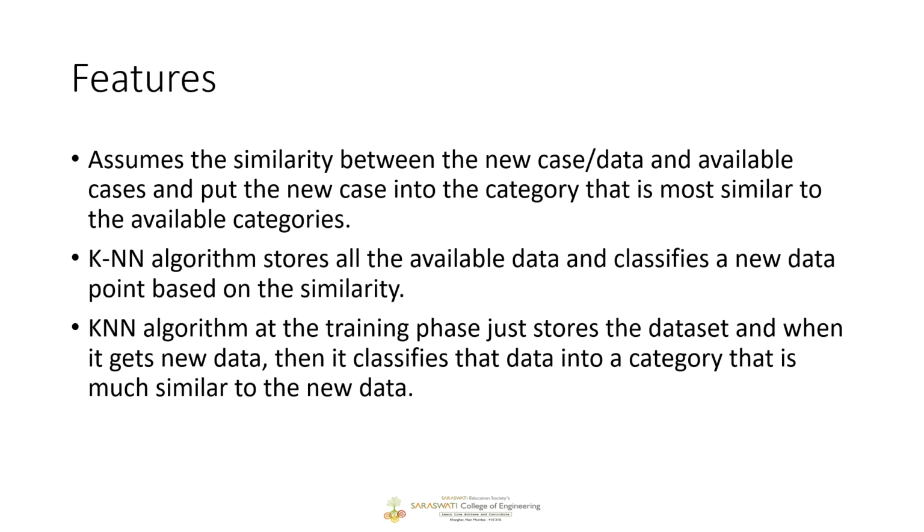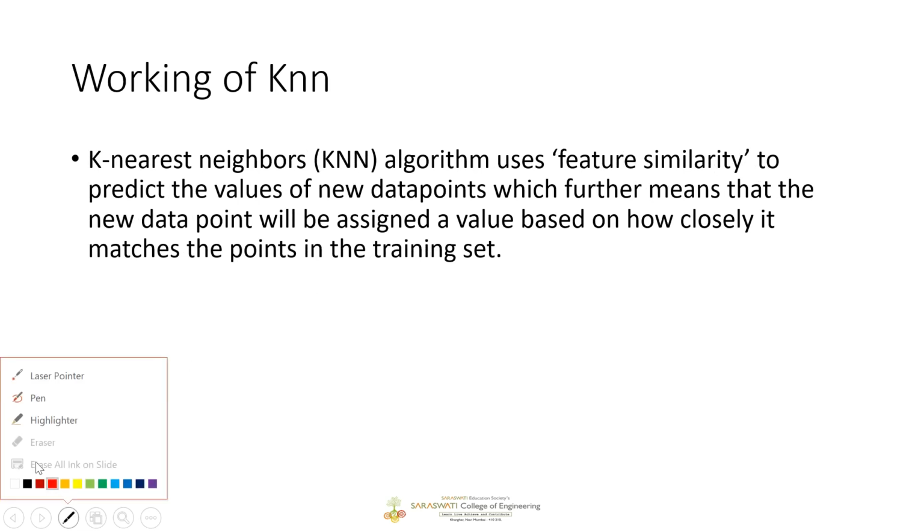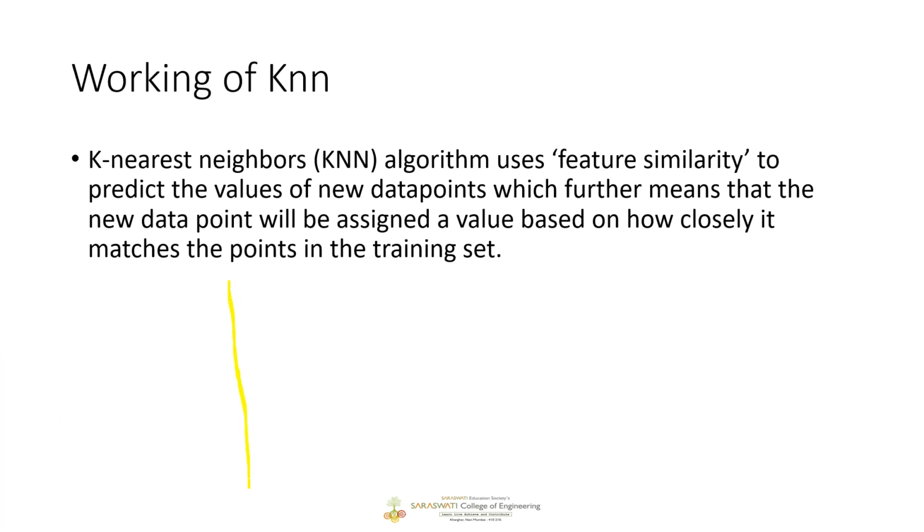So as we just said, KNN works on the criteria of similarity. KNN stores all the data available and classifies the new data point based on similarities. So again, KNN works on feature similarity. Let's try to understand it with a small example. We have a few data sets.